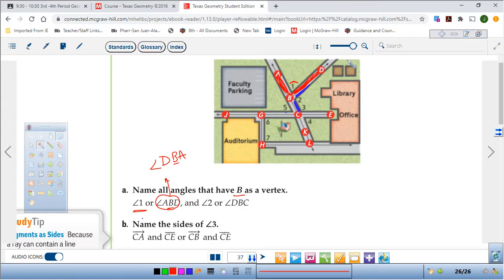Let's look at this blue angle. Since this blue angle is on this side, I can say that one's angle 2. I can name it as CBD. Oh wait, it went DBC. We can switch that around and do angle CBD. What do y'all think? Not too bad?